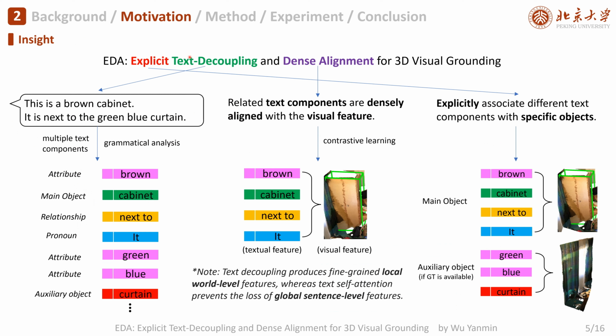Our insight is text decoupling and dense alignment. Firstly, the input text description is decoupled into multiple semantic components by grammar parsing tools, including attribute, main object, relationship, pronoun, and auxiliary object. Then, the text components relevant to the target object are densely aligned with visual features to avoid feature learning imbalance. Finally, different text components are explicitly associated with specific objects to avoid ambiguity in multimodal feature matching.